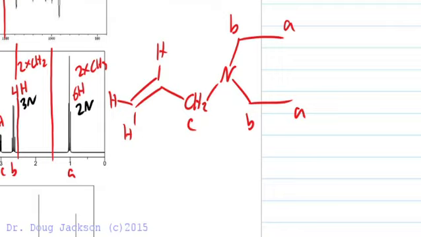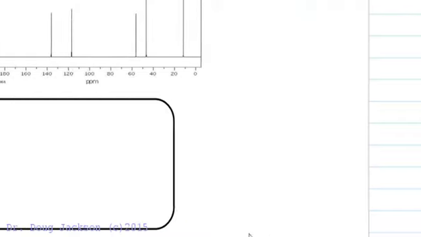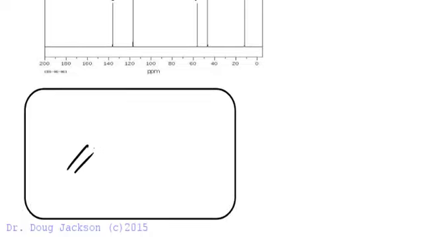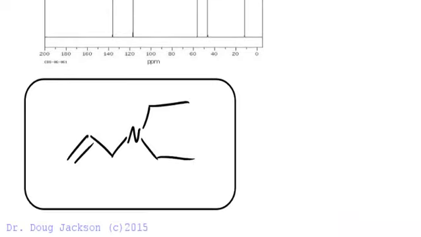Now, does it match the CNMR? We would expect to see 1, 2, 3, 4, 5 CNMR signals. What do we see? Sure enough, we have 1, 2, 3, 4, and 5 CNMR signals, with the double bond signals being more deshielded into that region. So we're in good shape. With our final answer, don't forget to tag the letters like we did above.